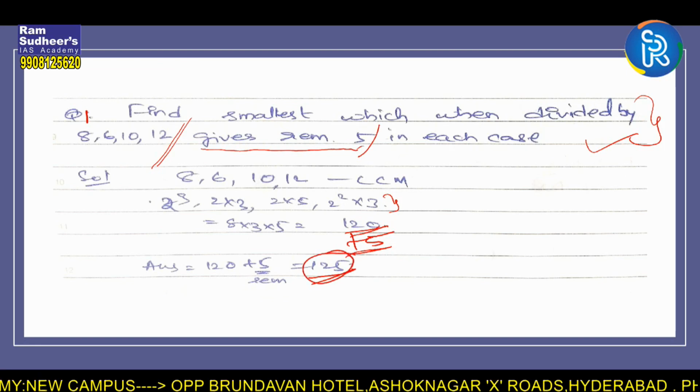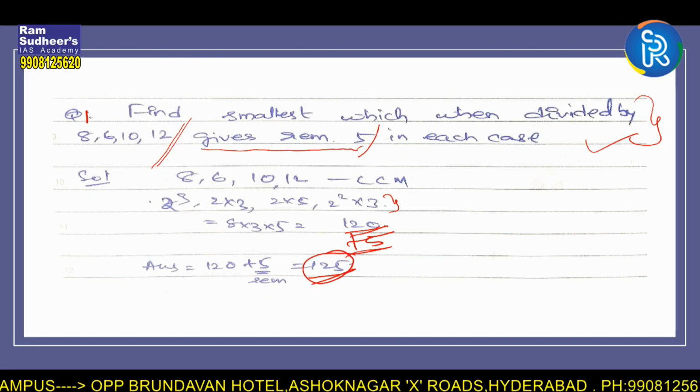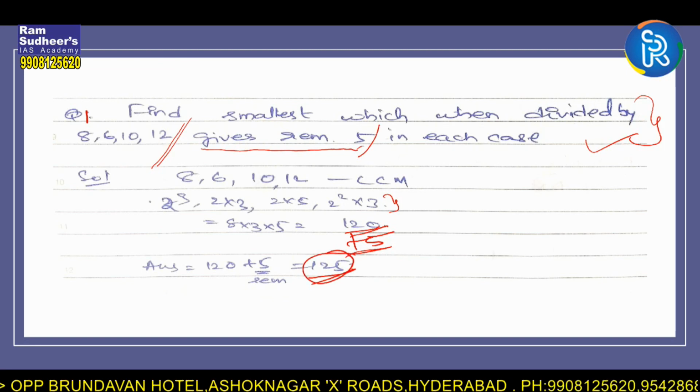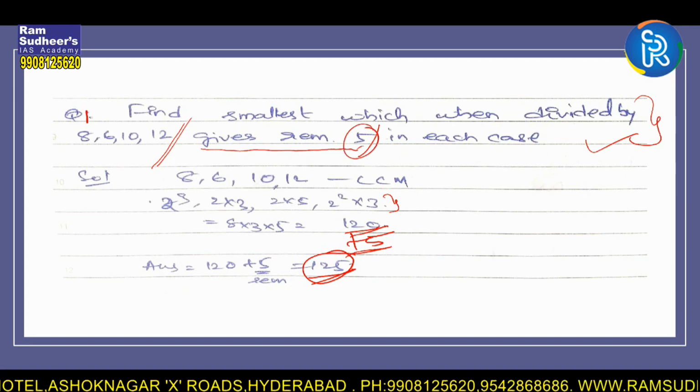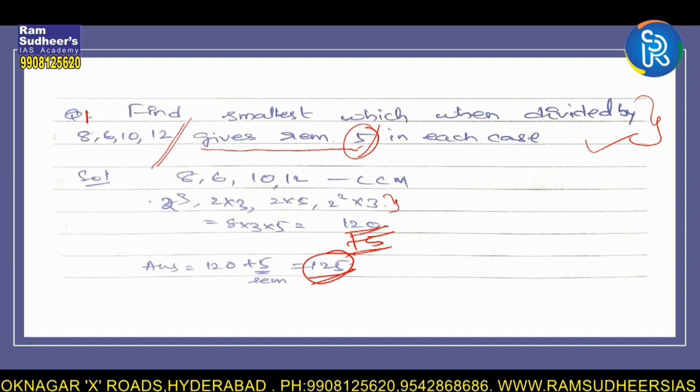And 125 is that least number, the smallest number, which when divided by 8, 6, 10, and 12 gives the remainder 5. So I think you understood the question and problem also, and the solution also. So I'll move on to the next question.